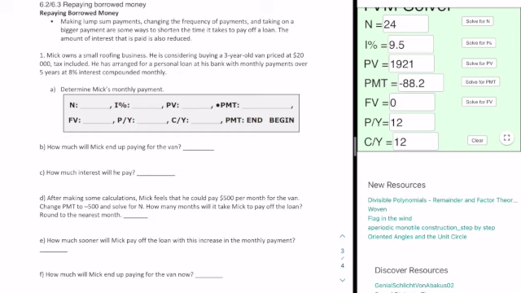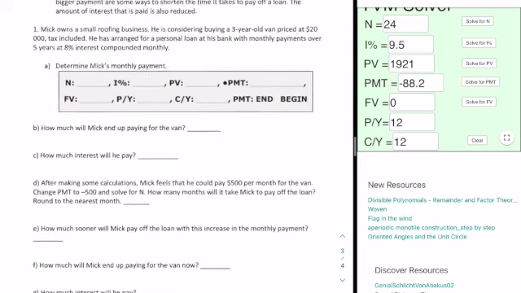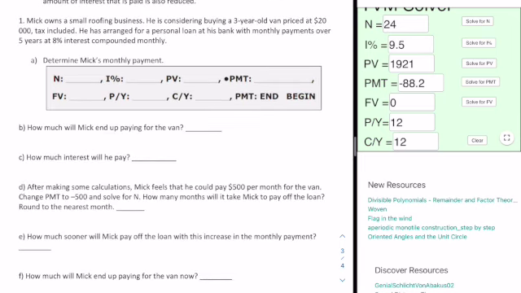So this is a slightly different situation. Here, Mick owns a small roofing business. He is considering buying a 3-year-old van priced at $20,000, tax included. He has arranged for a personal loan at his bank with monthly payments. So this was $20,000, tax included, for 5 years, 8% interest, compounded monthly. This whole sentence is important.